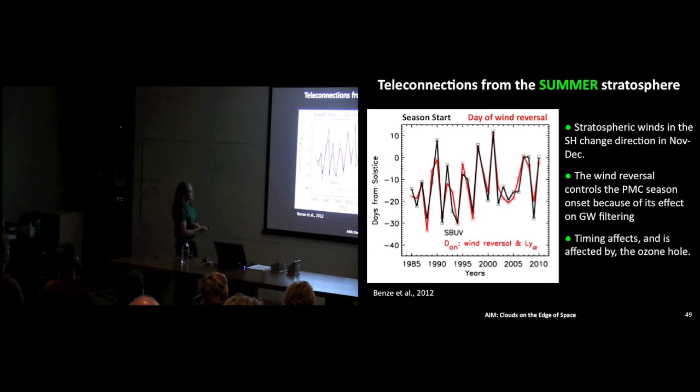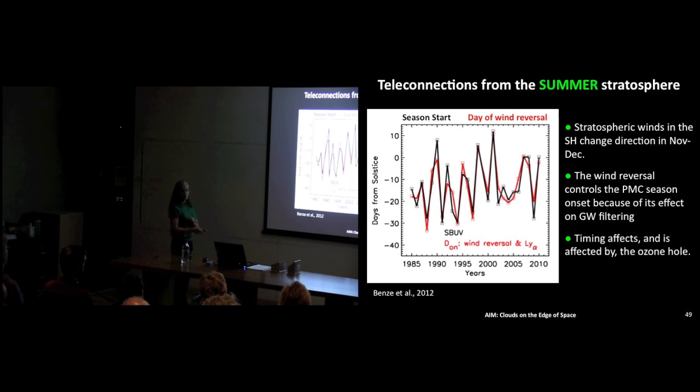So we've actually gone back in time. This is Susanna's work. To look and see how much this actually happens. So what this plot shows is, as a function of time over the years, it shows from the SBUV data, this is this solar backscatter ultraviolet data, which they also see PMCs with no resolution like we do. It shows the day that the season started, so in terms of days from solstice. You can see this in the black. It varies between about negative 30 days from solstice to as late as maybe 8 days from solstice.